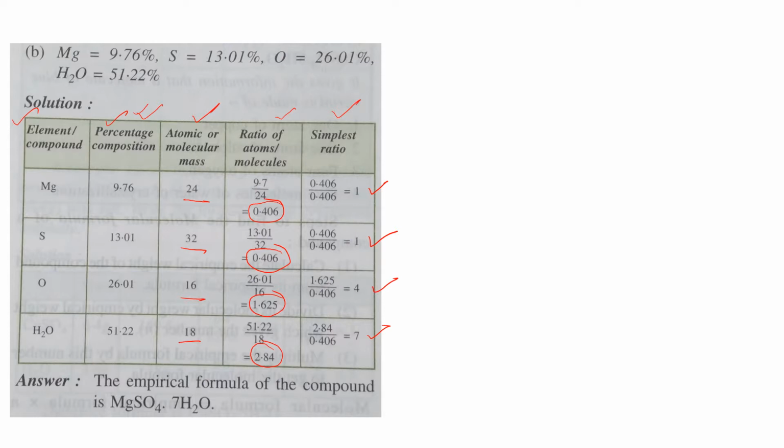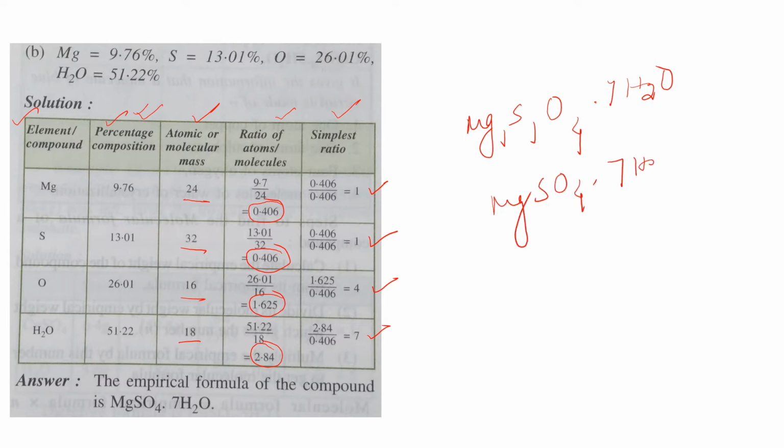So what is my empirical formula? I can write magnesium as 1, sulfur as 1, oxygen is 4 and we are having 7 water molecules present. So it will be 7 molecules of water, that is water of crystallization. So what is my empirical formula? I am getting MgSO4.7H2O. This is my answer.